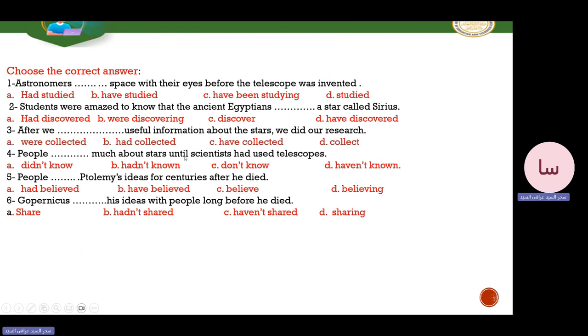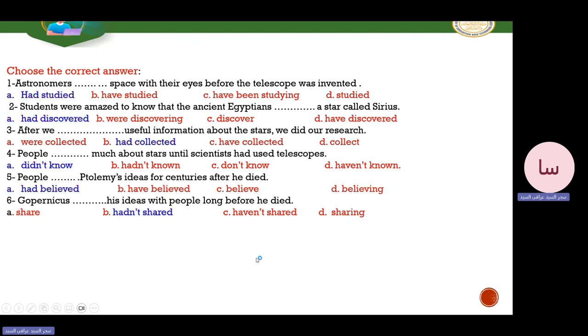People much about stars until scientists had used a telescope. Didn't know, hadn't known, don't know, or haven't known. Number 5. People told his ideas for centuries after he died. Had believed, have believed, believe, or believing. The last one, Copernicus. His ideas with people long before he died. Share, hadn't shared, haven't shared, or sharing.